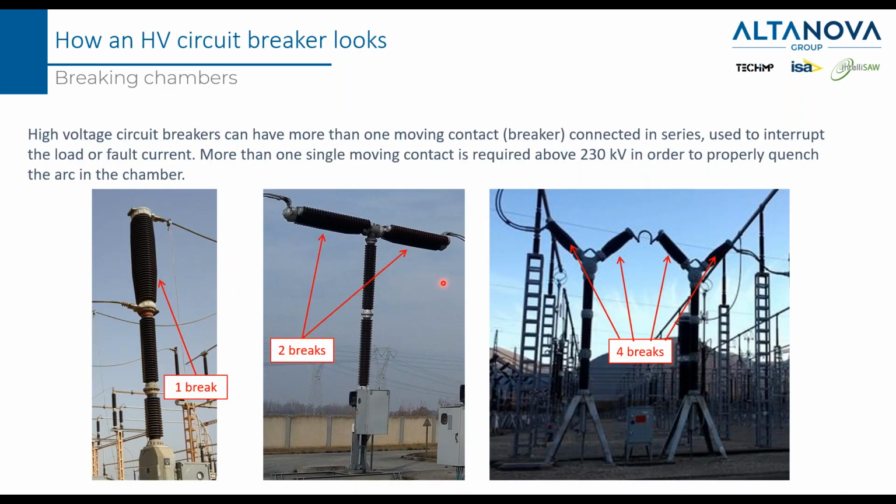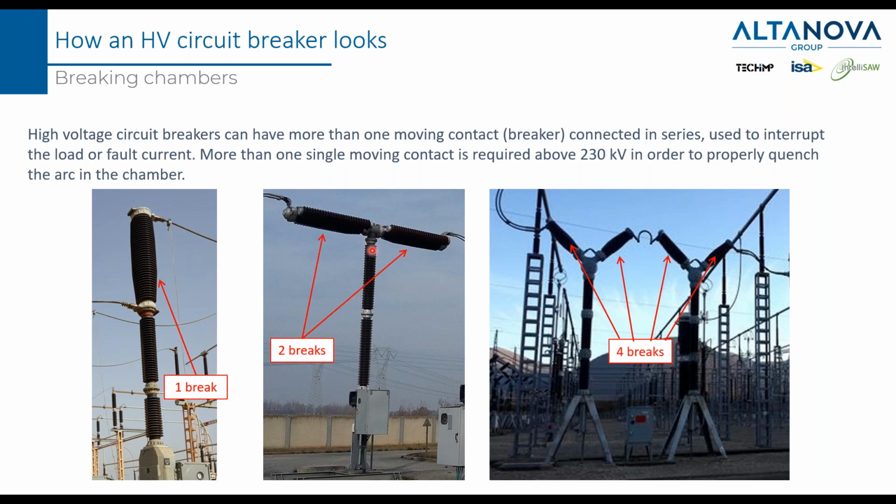There is not only one model, not only one type of breaker. There are several breakers. We can see 3 pictures here. There is 1 break per phase, 2 breaks per phase, and also 4 breaks per phase. The number of breaks increases as the nominal voltage increases. So we can see that above 230 kilovolt, we start to see 2 breaks per phase.